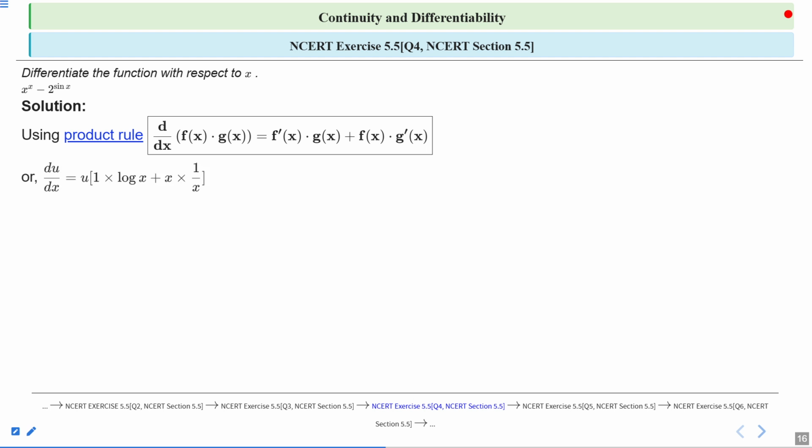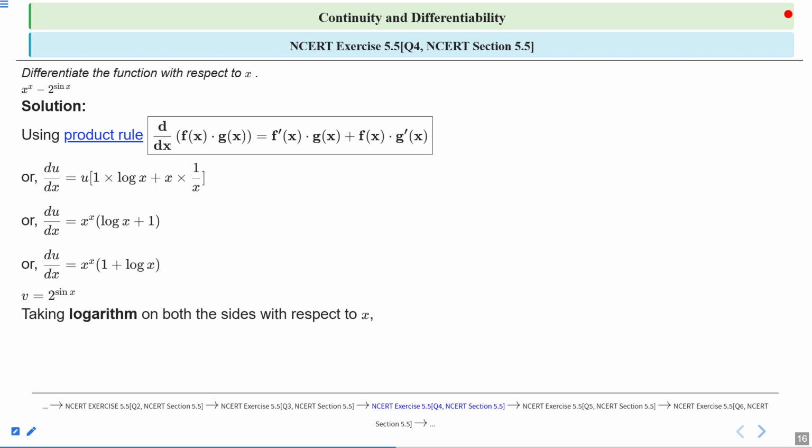So, we can write it as du upon dx will be equal to u times 1 into log x plus x into 1 by x, right? Or we can say that du upon dx will be equal to x to the power x log x plus 1, right? So, du upon dx will be equal to x to the power x into 1 plus log x, right? Now, let us take v is equal to 2 to the power sine x.